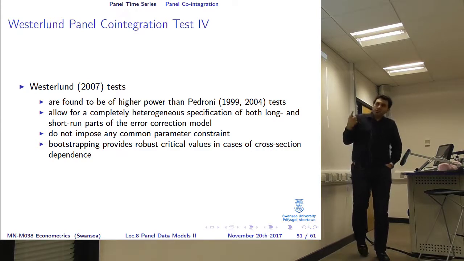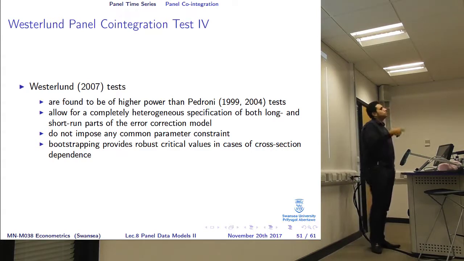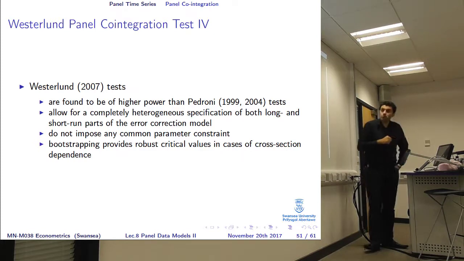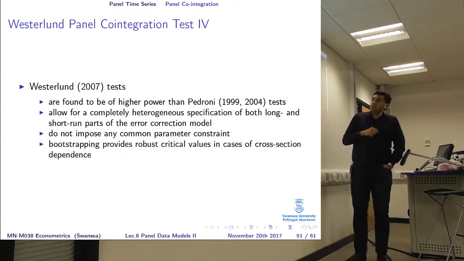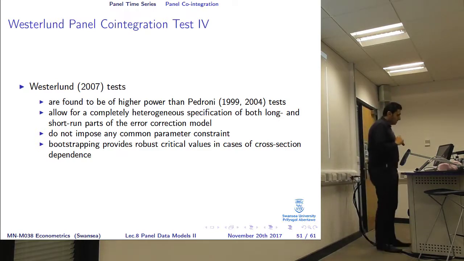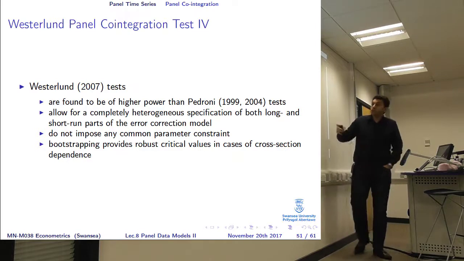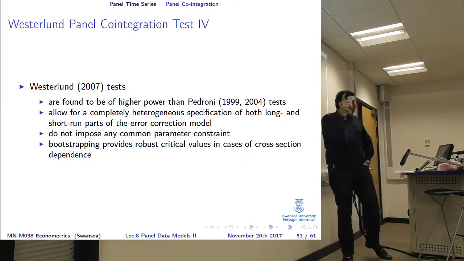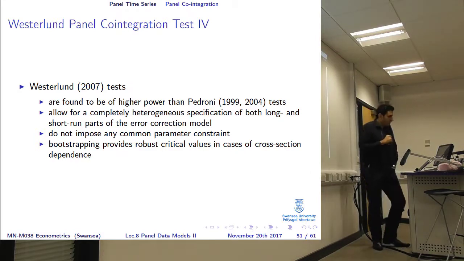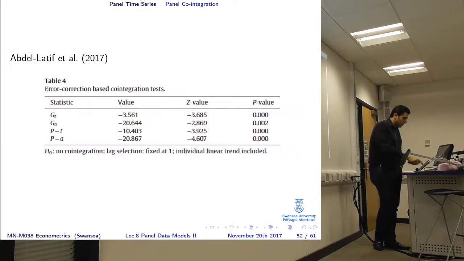But again, we wanted to confirm that we've got cointegrated variables. So we use the Westerlund test. And as I said, it was found to be of higher power than Pedroni. And it allows for completely heterogeneous specification of both long run and short run because we have an error correction model rather than the other model with Pedroni. And so on, different reasons why we use this test.